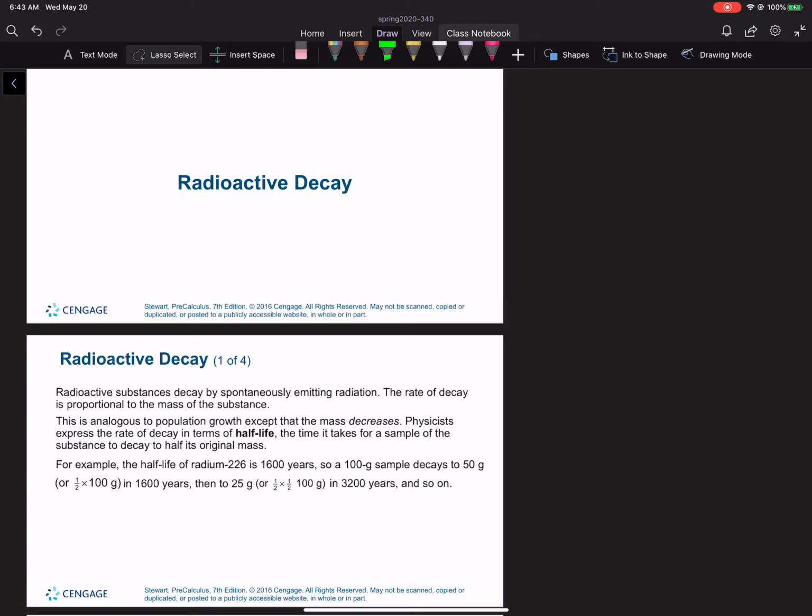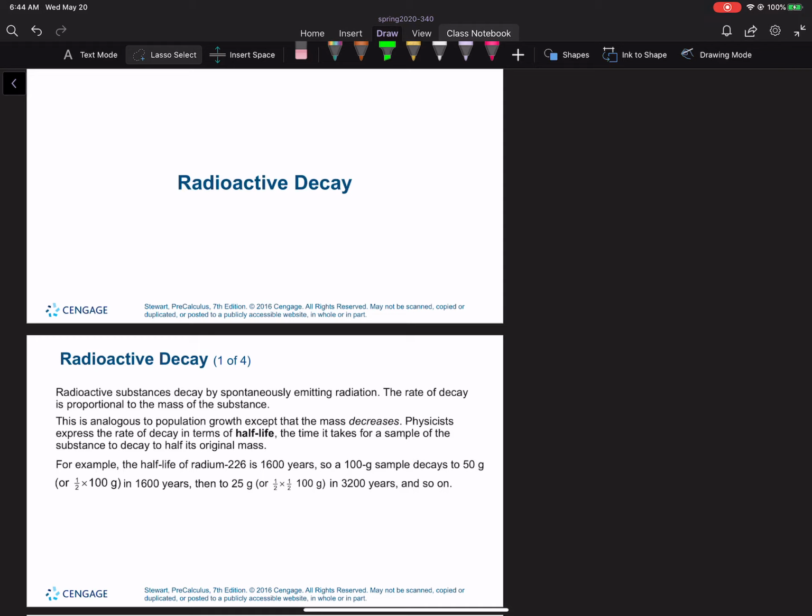Hello, class. Today we'll look at another application, which is radioactive decay. And this is the storyline. Radioactive substances decay by emitting radiation spontaneously. By doing so, we can see that, over time, the substance is reducing in terms of its mass, so we can talk about the rate of decay.